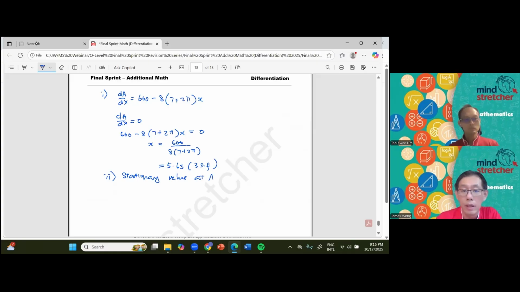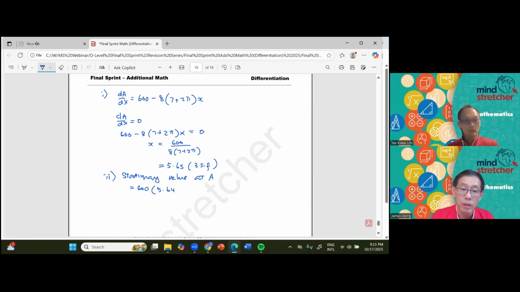Okay, at A, just substitute x into the equation. Whenever you do this, always remember this is the rounded off figure. So please do not use 5.65. When you substitute the value, you must try to use the more exact value. So I'm going to use the value that is before I round off to 3SF.